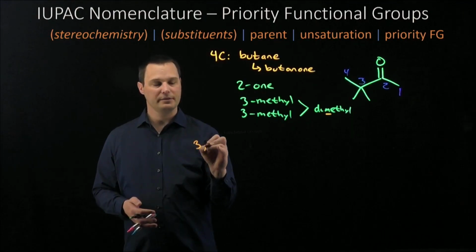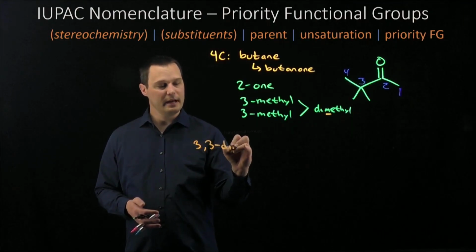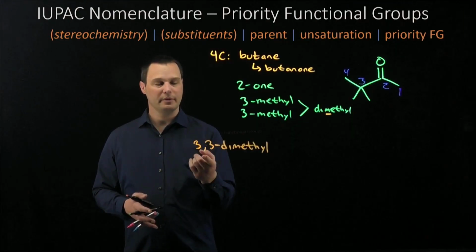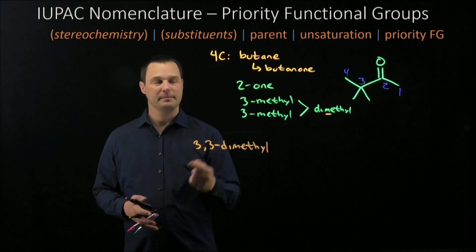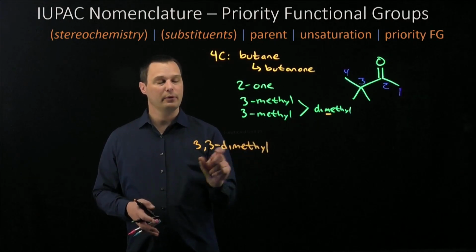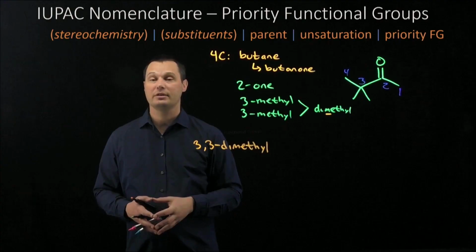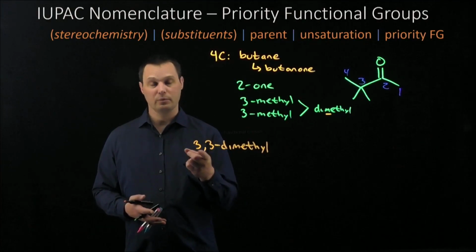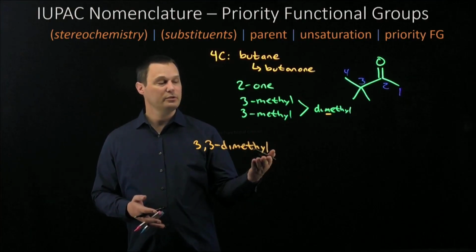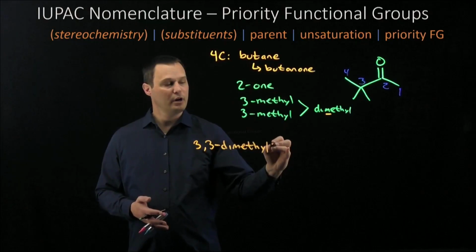We would write that as 3,3-dimethyl. We separate numbers from numbers with commas and numbers from letters with hyphens. We list both numbers for the 2 methyl groups even if both methyl groups are attached to the same carbon. If there's 2 methyl groups, we need 2 numbers. Now that we're done with substituents, we run right into the name of the parent hydrocarbon, butanone.